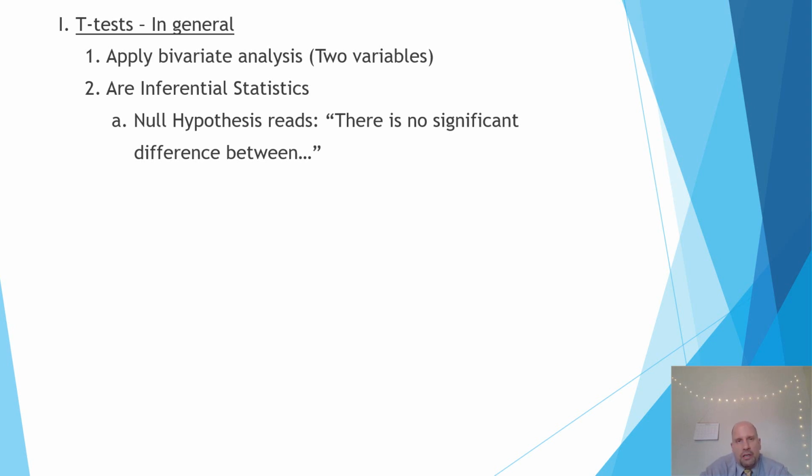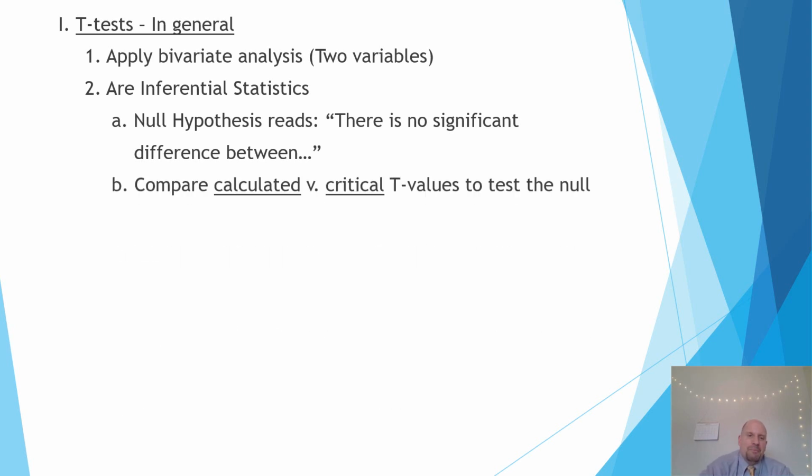So the first thing you need to know is that the null hypothesis for a t-test reads, there is no significant difference between. That's how the language reads each and every time you write a null hypothesis for a t-test fact pattern. So make sure you write that down under A, okay? Well, I guess next to A. Let's take a look at B.